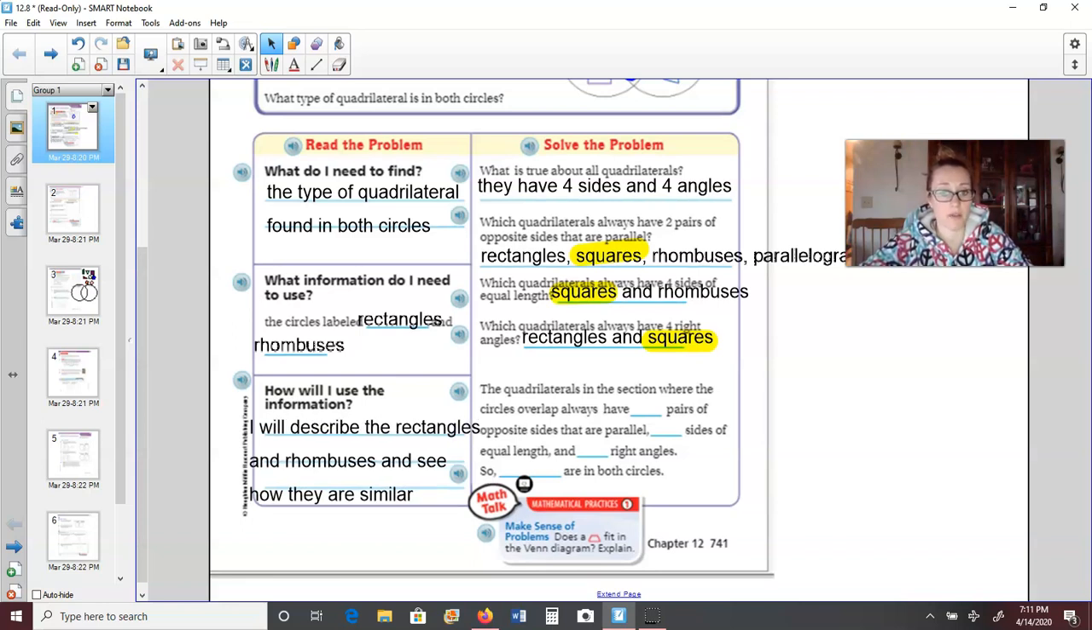So the quadrilaterals in this section where the circles overlap always have 2 pairs of opposite sides that are parallel, top and bottom, side to side. How many sides of equal length? They have 4 sides that are equal in length. And how many right angles? 4 perfectly right angles. So to answer the question, what kind of quadrilateral is in the middle? We determined that they are squares.